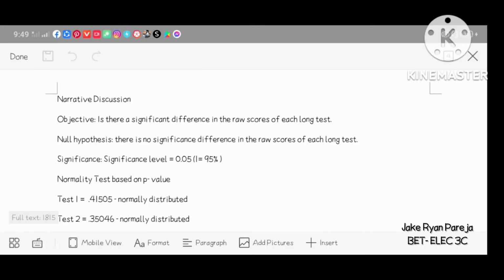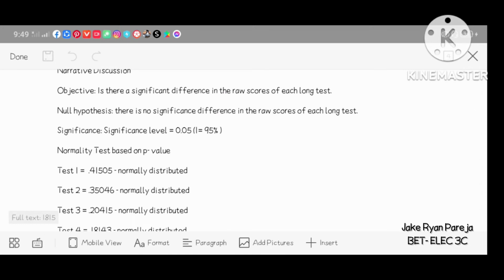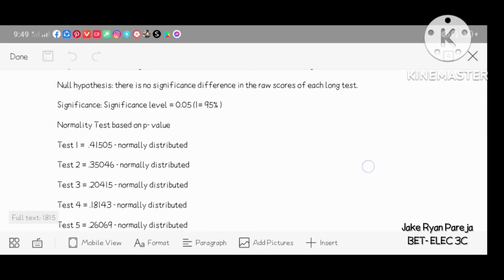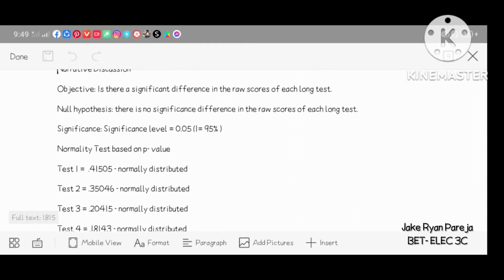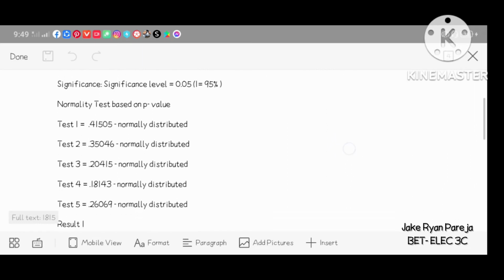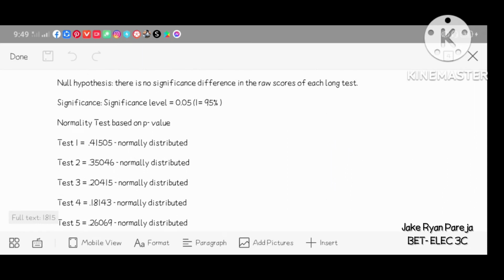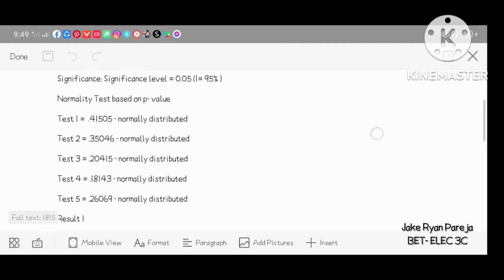So we have here the narrative discussion. The objective: is there a significant difference in the raw scores of each long test? The null hypothesis: there is no significant difference in the raw scores of each long test. Significance: the significance level is equal to 0.05, and 1 minus alpha is equal to 95%. The normality test is based on the p-value.